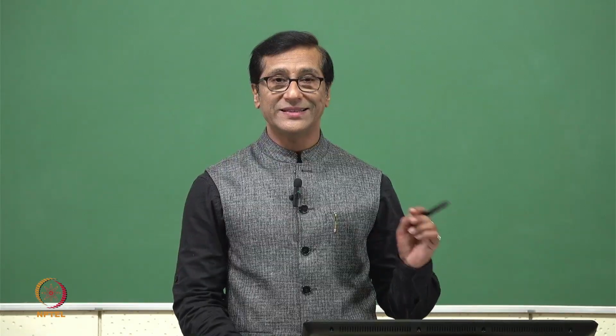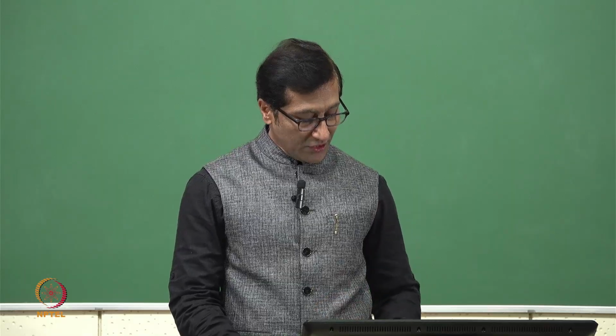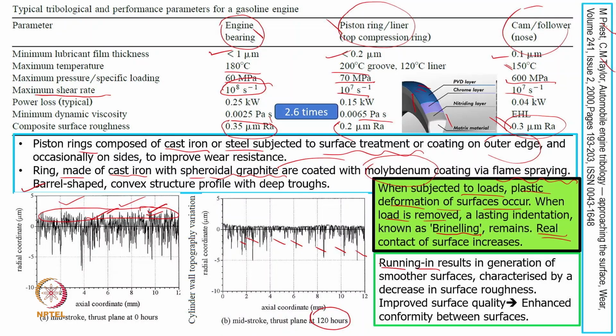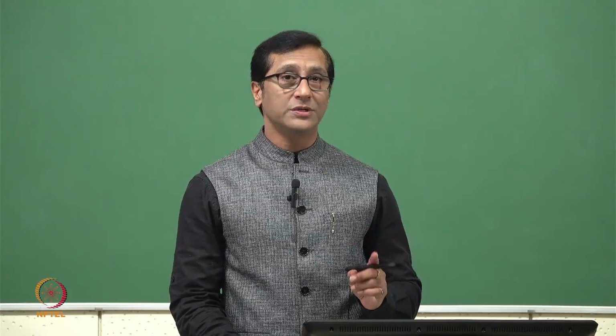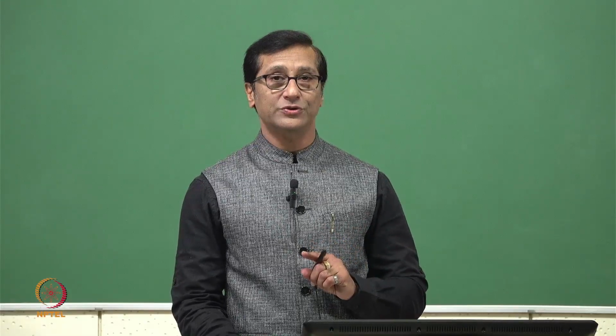That means after running in, the real surface area of contact increases, pressure comes down, and wear may come down also. The running in results in the generation of smoother surfaces, characterized by a decrease in surface roughness. If we are able to do in situ measurement, we will find the surface roughness has improved, but not always. If contact conditions are not favorable, surface roughness may increase also.